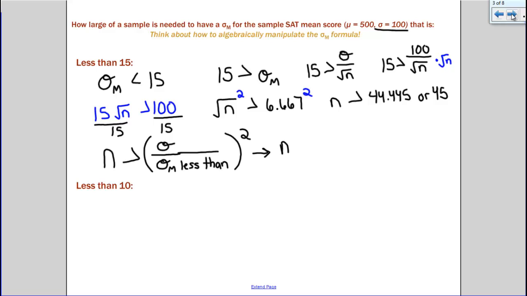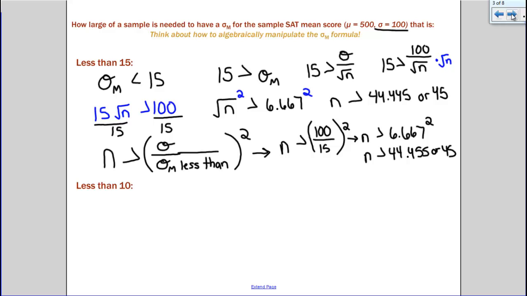So let's try it with this less than 15 example. So n needs to be greater than, the standard deviation for the population is 100, and the standard error that we want to be less than is 15. Then we're going to square that. So this becomes n is greater than, remember, 100 divided by 15 gives you 6.667. We're going to square that, and we still end up with n needs to be greater than 44.445, or 45.